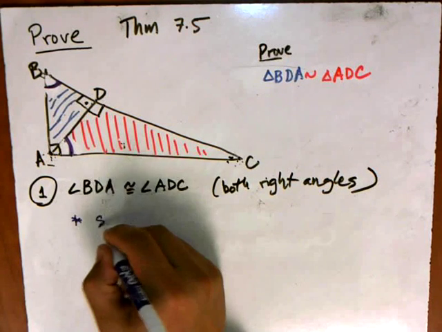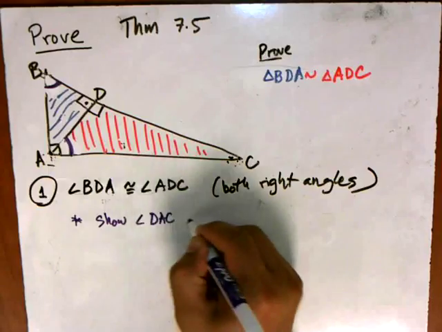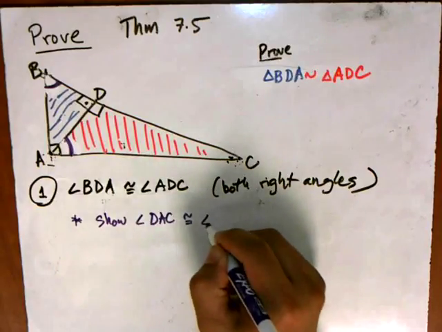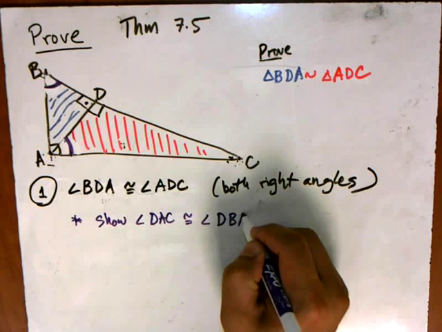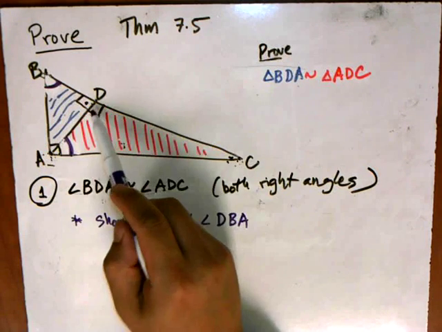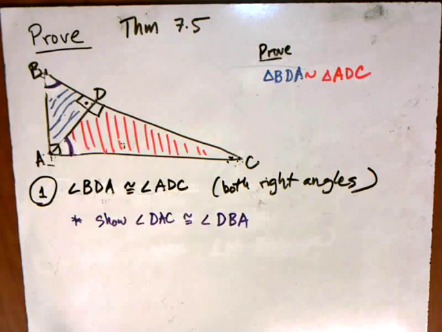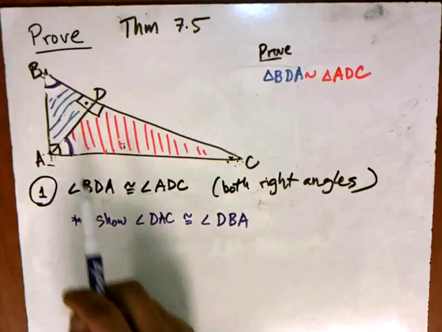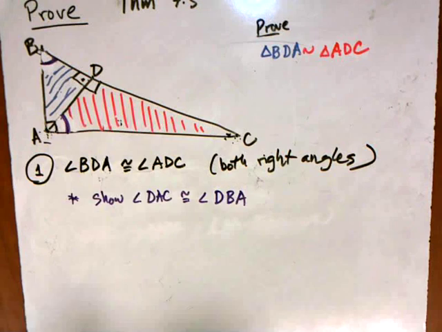This is what we're trying to show, that angle DAC is congruent to angle DBA. I'm sorry, DBA. Okay, so I want to show that DAC is congruent to DBA. I already have one congruent angle. If I can show another one, then the two triangles are similar by the AA postulate. Okay, so this takes a few more steps, but not too many.